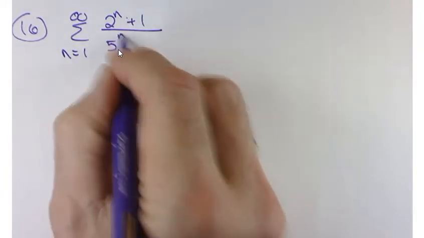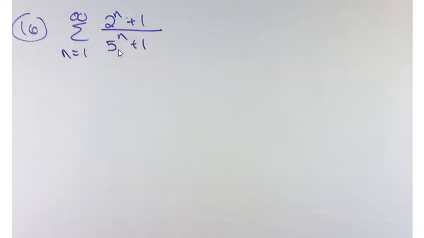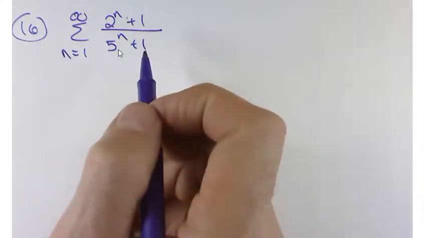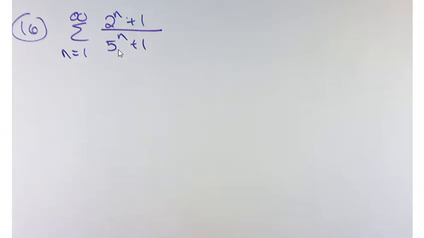2 to the n plus 1 over 5 to the n plus 1. This would be a real bear to try and deal with if you're doing the direct comparison test. But with the limit comparison test, it shouldn't be too bad. So find a series that you think looks like this and will behave like this, and try and do the limit comparison test. Mimi and I will walk around and help you.